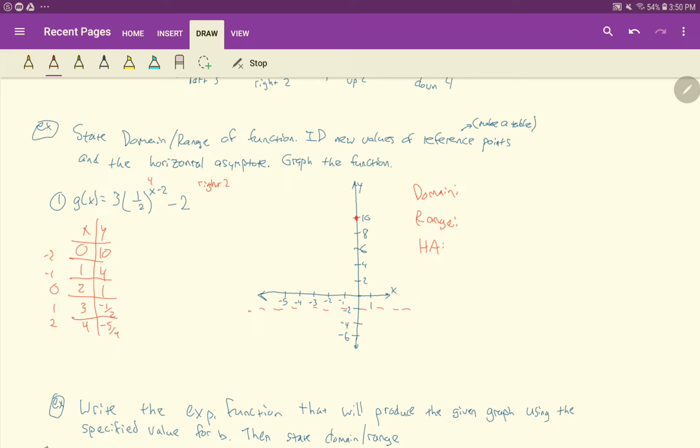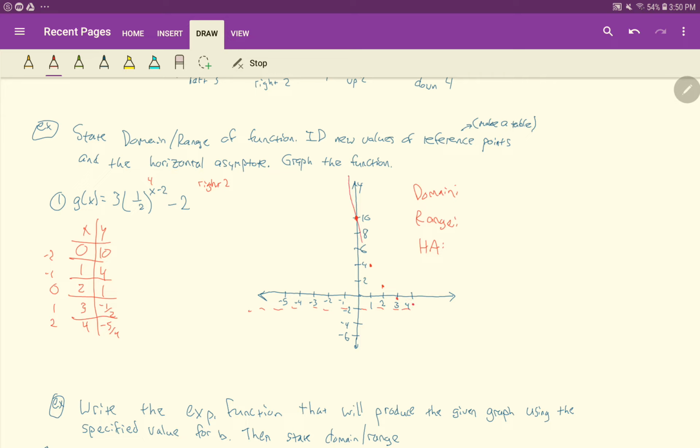Okay, 1, 4. And this I reused from yesterday, so that's why it's kind of not the right. There we go. 2, 1, 3, negative 1 half, 4, negative 5/4. Okay, so let's plot these. So 0, 10, 1, 4, easy enough. Okay, 2, 1, okay, right there. 3, negative 1 half, so like right there. And 4, negative 5/4, so like a little bit more than negative 1 there.